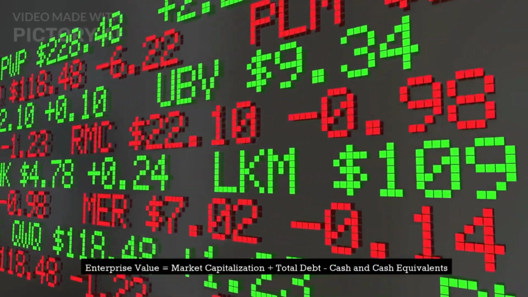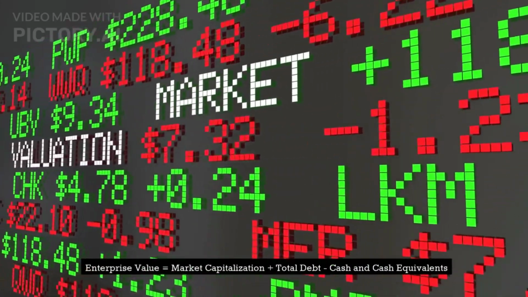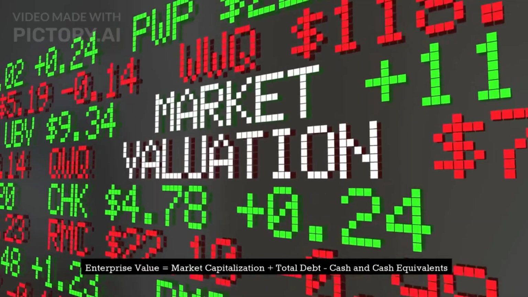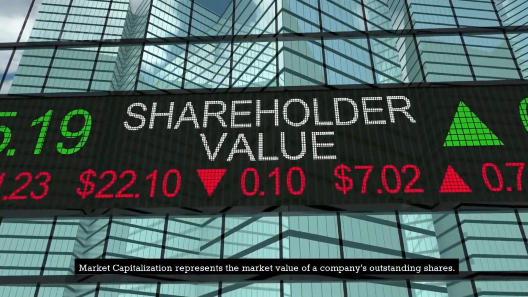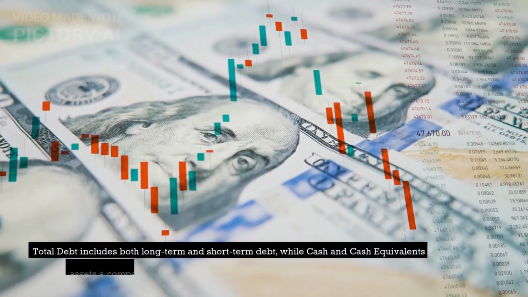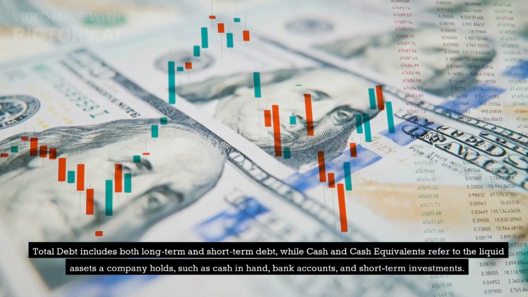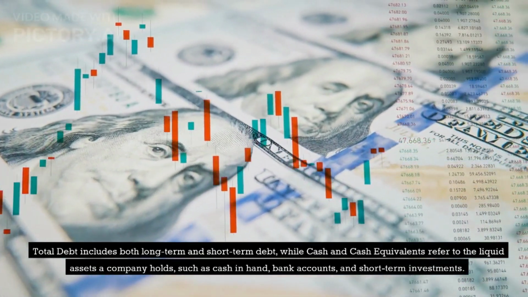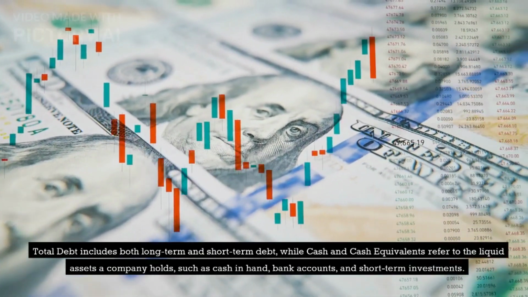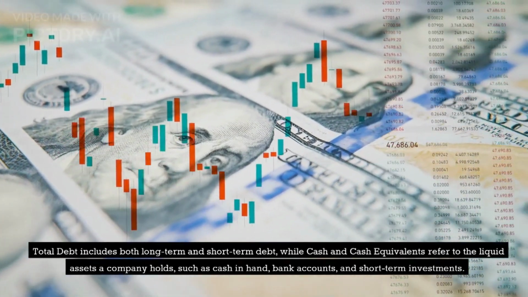The formula is as follows. Enterprise value equals market capitalization plus total debt, minus cash and cash equivalents. Market capitalization represents the market value of a company's outstanding shares. Total debt includes both long-term and short-term debt, while cash and cash equivalents refer to the liquid assets a company holds, such as cash in hand, bank accounts, and short-term investments.